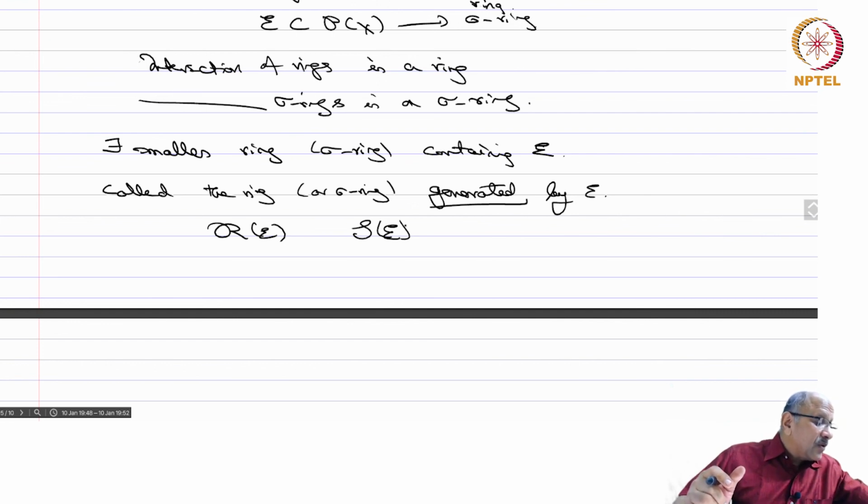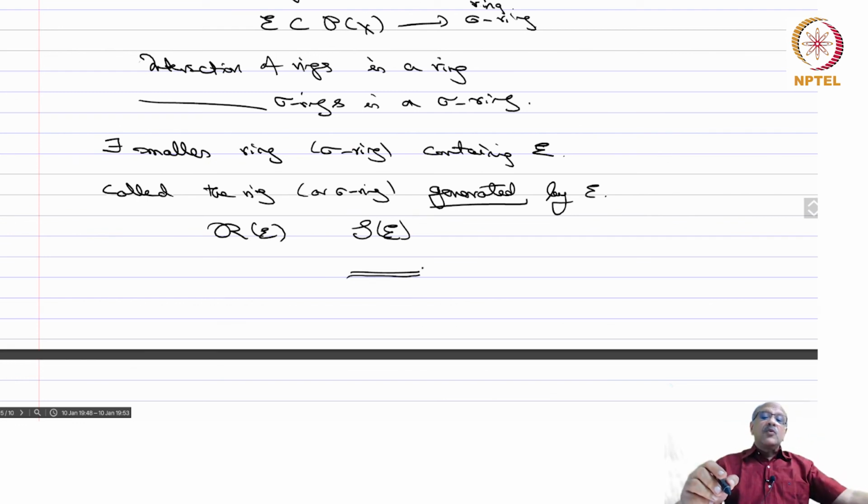Okay, so these are the basic definitions. We have now seen some examples. Next, our aim is to construct a measure on a ring or a sigma ring. Okay, so that is what we will do.